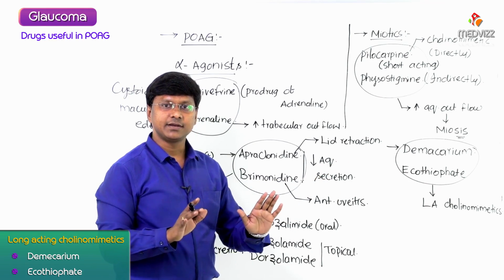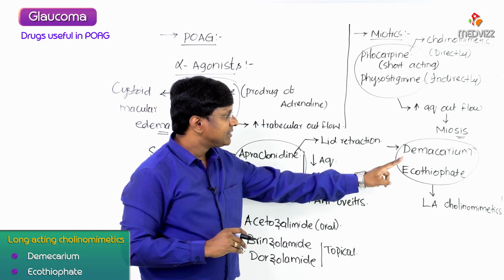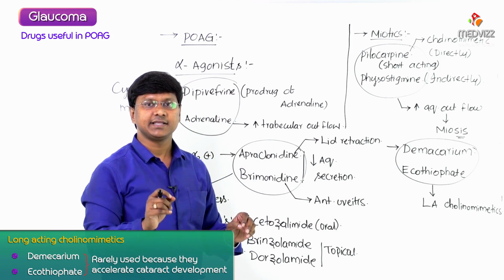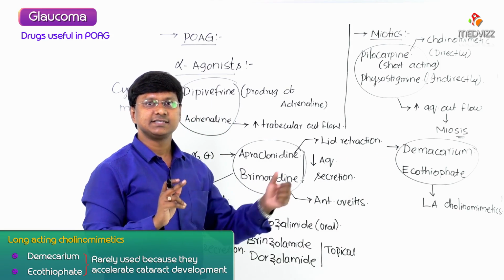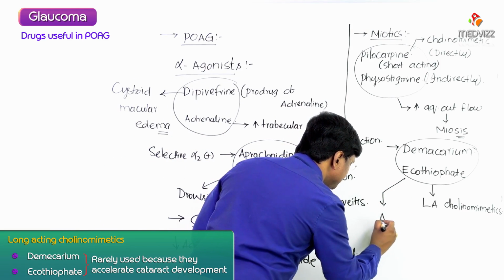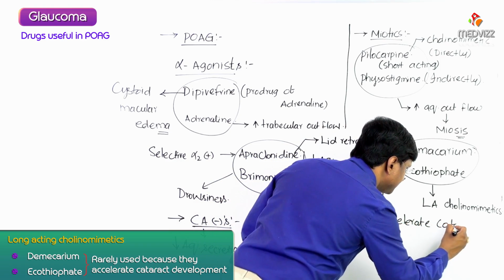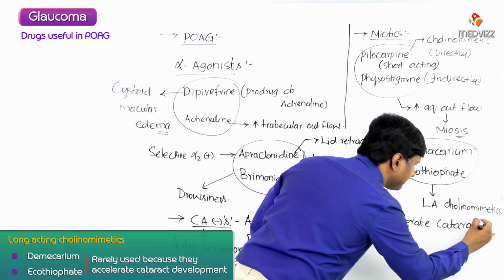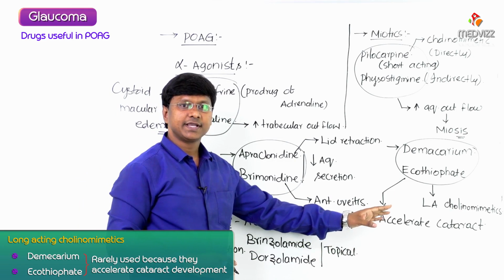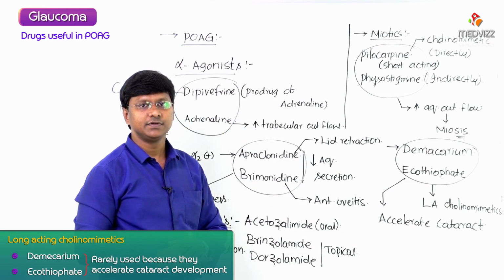These drugs are rarely used. Why they are rarely used is because remember, demacarium as well as ecothiopate will accelerate the cataract development. That is the reason why they are rarely used, right? They will accelerate the development of cataract. So that is the reason why these drugs are rarely used in the treatment of glaucoma.